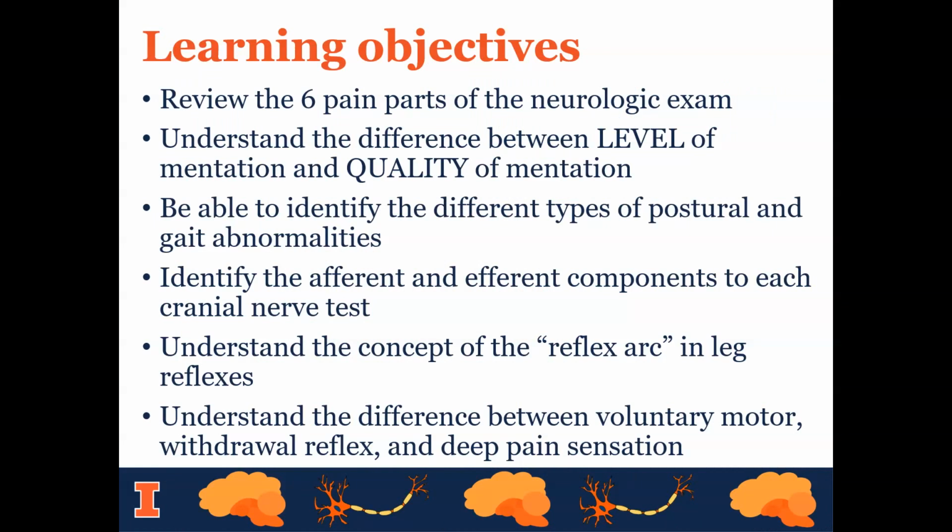Just a few learning objectives. Today we're going to review the six main parts of the neurologic exam, and I would like you to understand the difference between level of mental state versus quality of mental state, and what that might mean for where the problem is coming from in the nervous system.